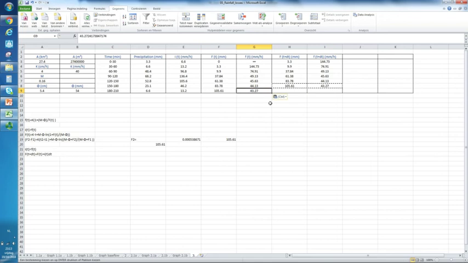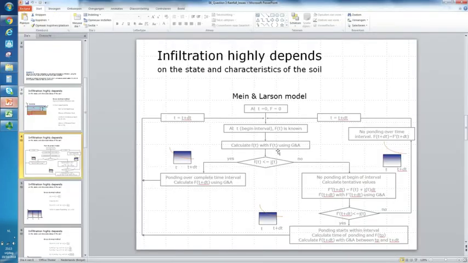and now we see that this 43.27, the infiltration capacity, is higher than our rainfall intensity. So we're getting towards the end of the storm. The rainfall intensity becomes smaller, and then indeed we see that we have sufficient infiltration capacity for all the rain to infiltrate. So we're again here at the start of our Mein-Larson scheme, and we go to the no side because our rainfall intensity is smaller than the infiltration capacity.